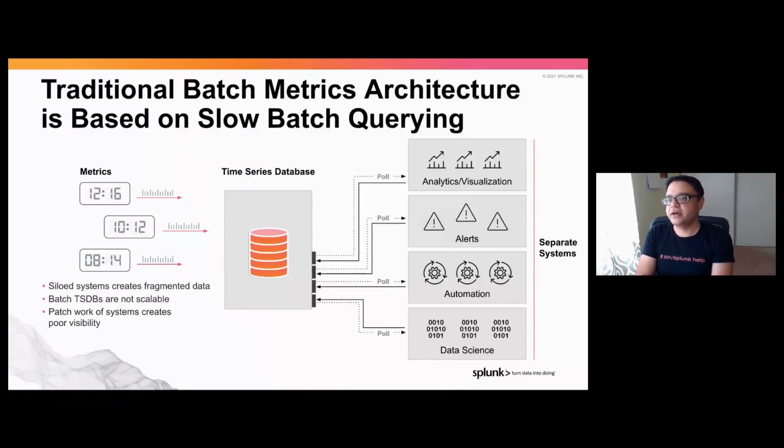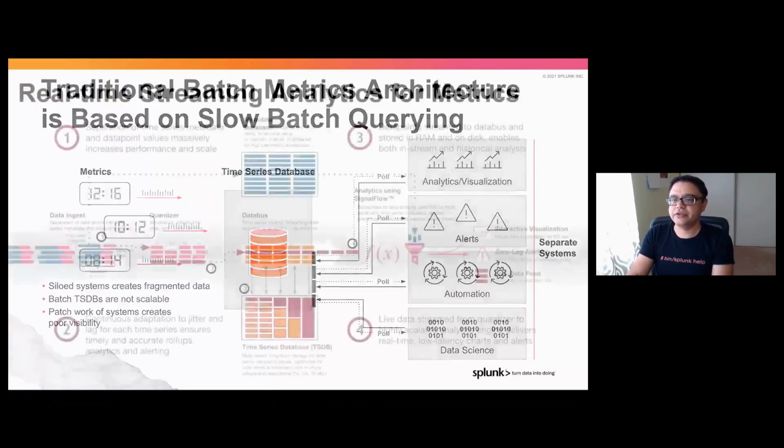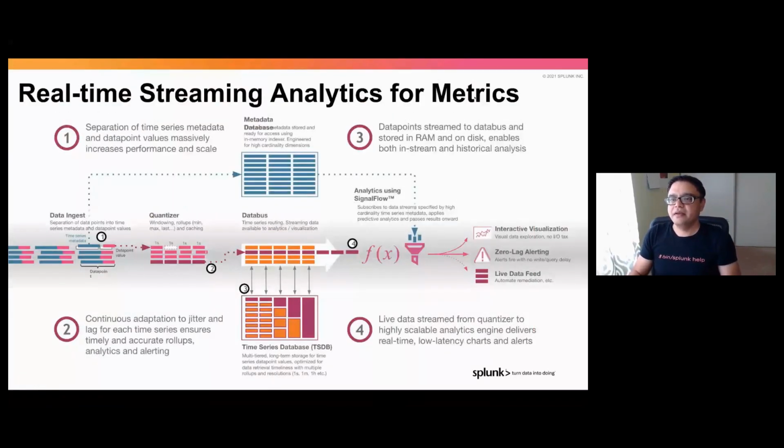This architecture does not scale. It's not fast enough in a cloud or serverless environment. Specifically for serverless environments, where functions live for milliseconds or seconds or minutes and are not long-running processes, this approach does not work. We take a separate approach. The Splunk infrastructure monitoring architecture is optimized for real-time behavior.